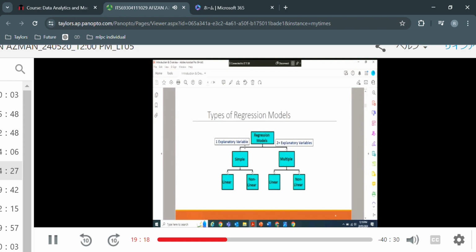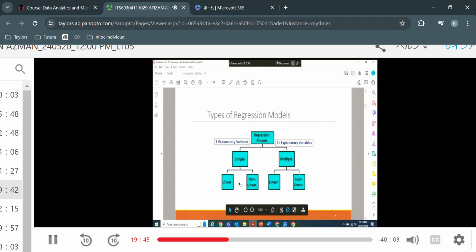Simple linear regression is about the explanatory variable, when you have only one explanatory variable, which is your independent variable, the x. But if you have two or more, then it is only suitable if you are using multiple linear regression. Understand? Either simple or multiple linear regression, you can use it for linear or non-linear equations.